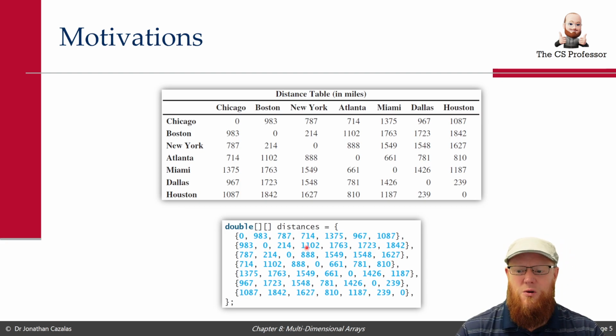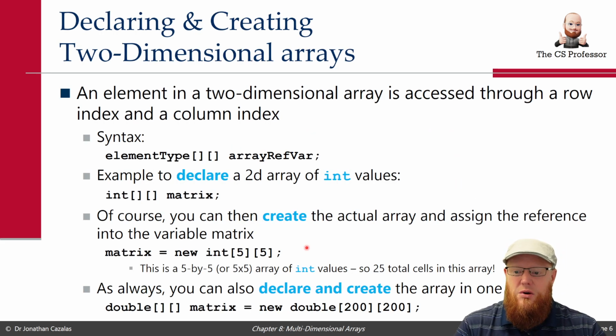So now let's get into more of the nuts and bolts of this. So an element in a two-dimensional array is accessed through both a row index as well as a column index. The syntax to declare an array is what we've already seen. The only difference is now with it being a two-dimensional array, instead of having only one pair of these square brackets, now we have 2 pairs, right? We have int bracket, 2 of them. Matrix, for example, it's appropriately called since it's a matrix.